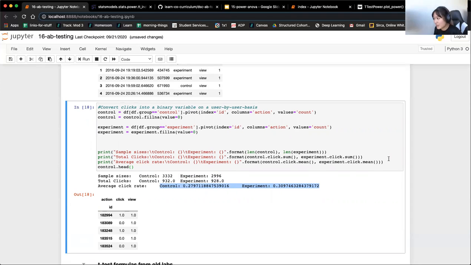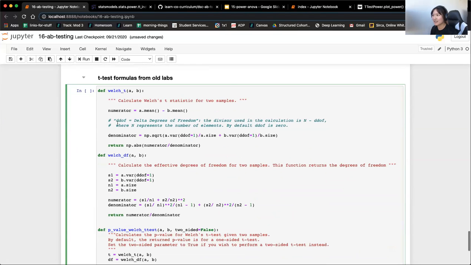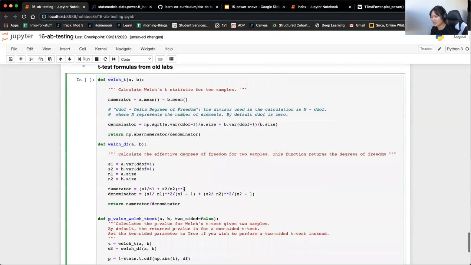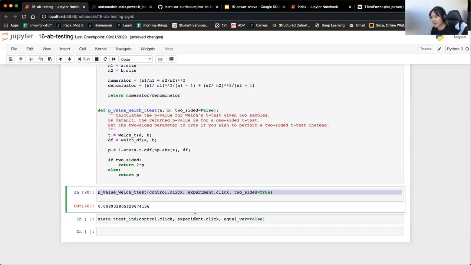And what we're going to look at now is whether the control group and experiment group have a significant difference in this click rate. So this straight up is a 2-sample t-test. We're just comparing 2 groups of people. I'm going to do this 2 ways. These are the t-test formulas from the old labs that we had for defining Welch's t-test. After running this, you can see that we end up with a p-value of 0.008, which is less than our alpha of 0.05, so we reject the null hypothesis. I think this is the code that the lab has you do.